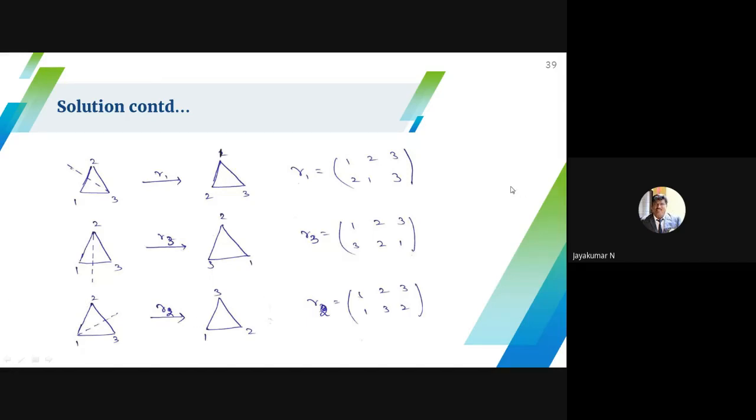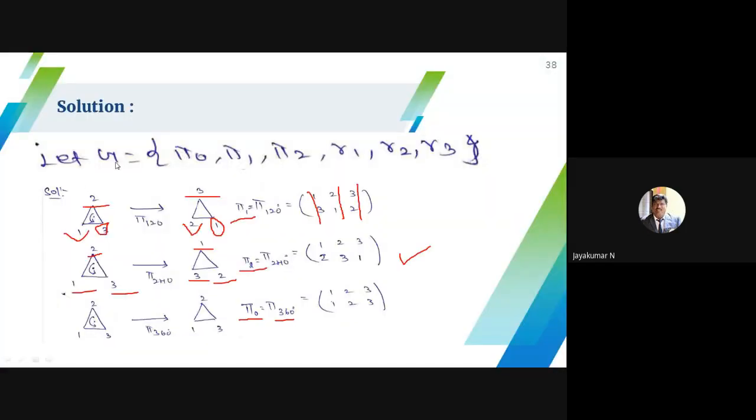Only these 6 permutations exist because my triangle has only 3 vertices, 1, 2, 3. So 3 factorial permutations exist. Therefore, there are 6 permutations. Using the 6 permutations with composition map, I have to show that the set G with permutation composition forms a non-abelian group. Next class we will see it quickly. Okay. Any doubt? Anyone reply me? Any doubt?